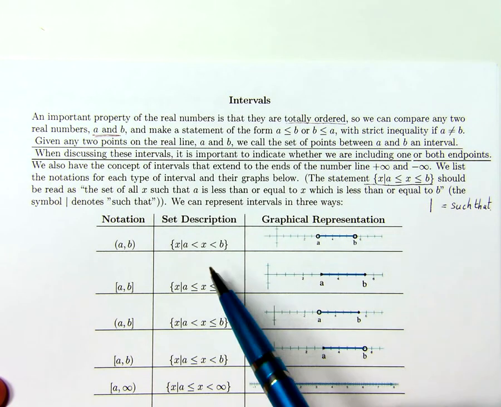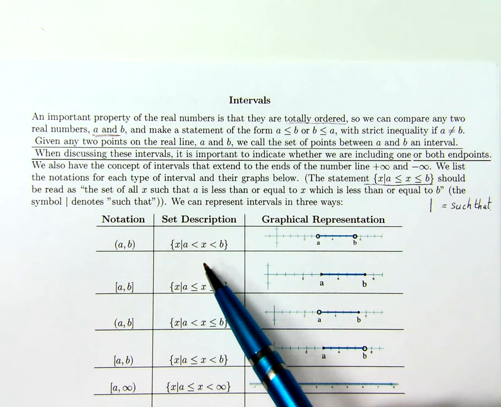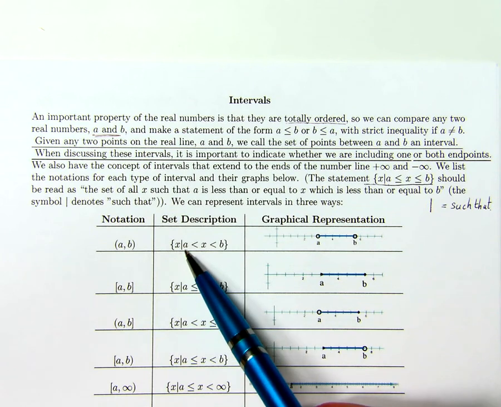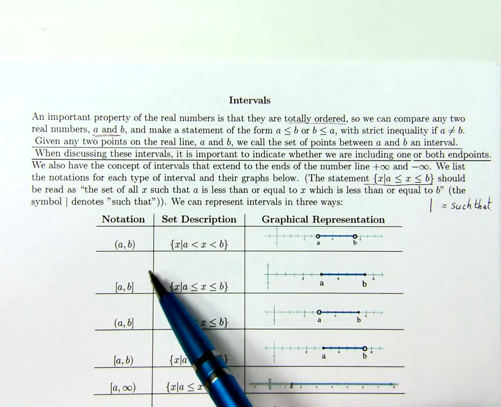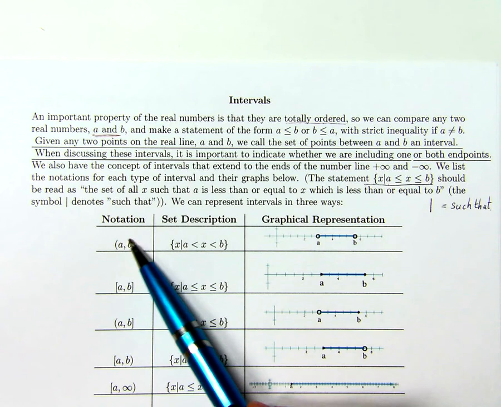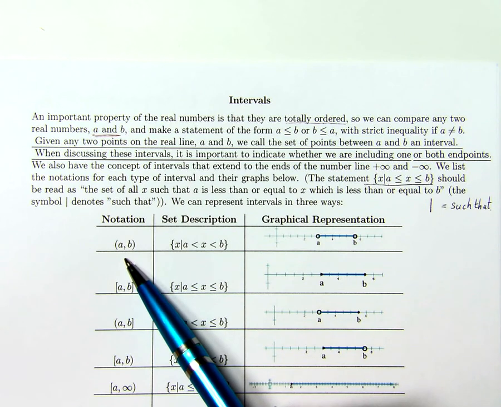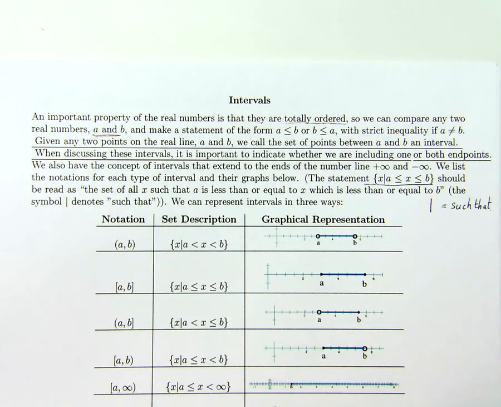In set theoretic description, the set of all points between A and B, not including A or B, is the set of all x such that A is strictly less than x, which is strictly less than B. And this is our interval notation, which is probably the easiest way to represent this interval. This means the interval from A to B, and when we're excluding the endpoints, we put these round brackets. Now, when we're including an endpoint, we put a square bracket at that endpoint.